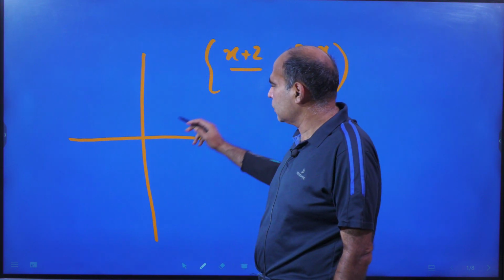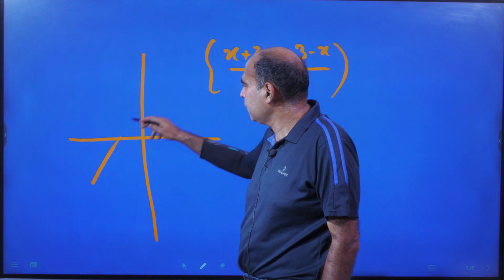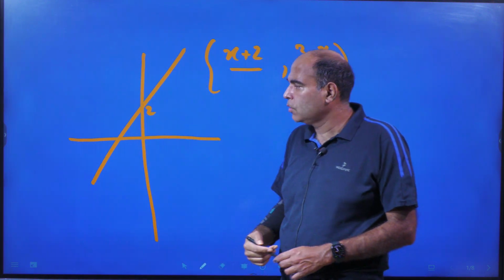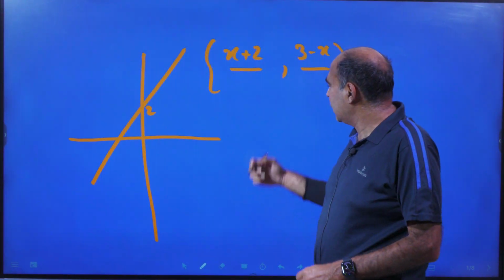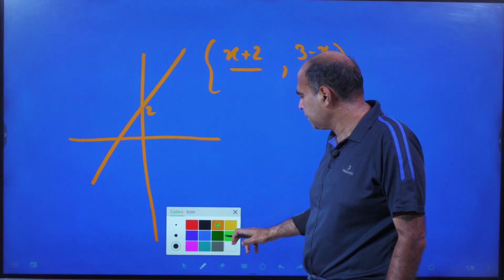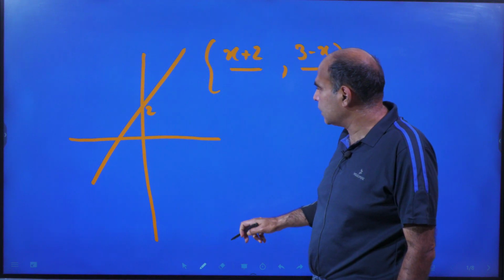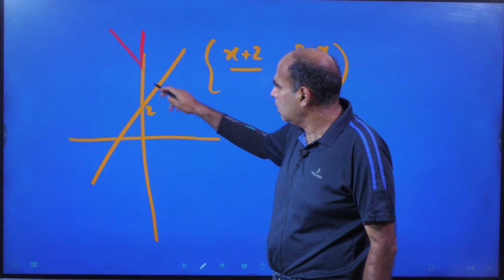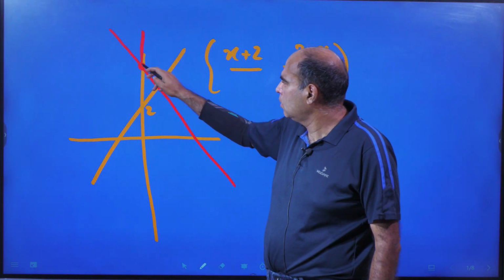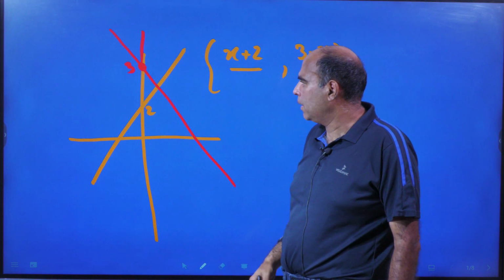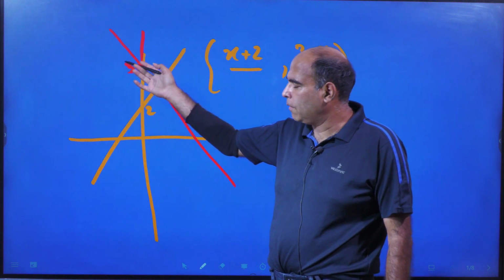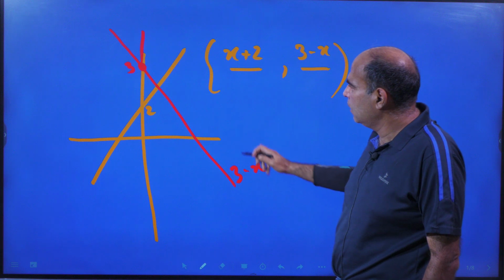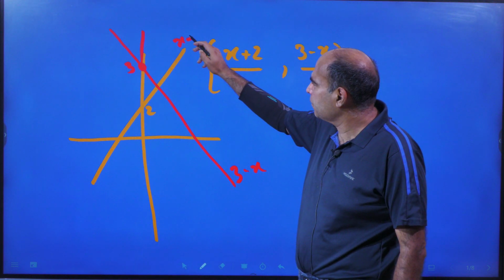So x plus 2 is the 45-degree straight line which passes through the point 0, 2 on the y-axis, and 3 minus x is the minus 45-degree straight line which passes through the point 0, 3; when x is 0, y is 3 on the 3 minus x straight line. So this is the 3 minus x straight line, and this is the x plus 2 straight line.